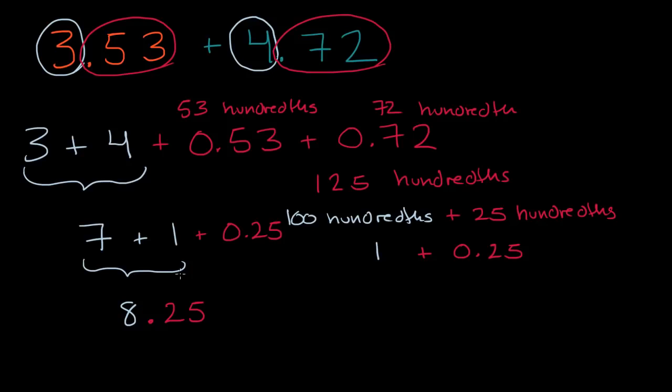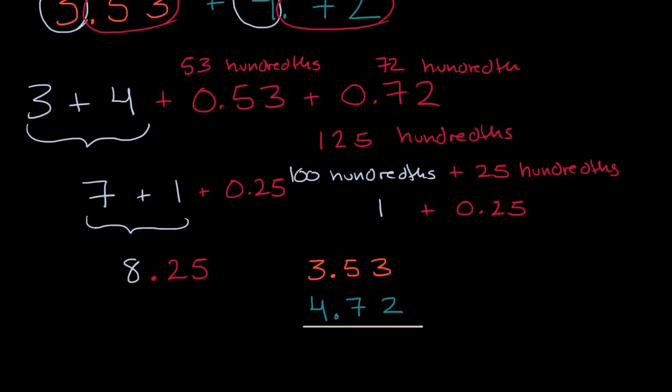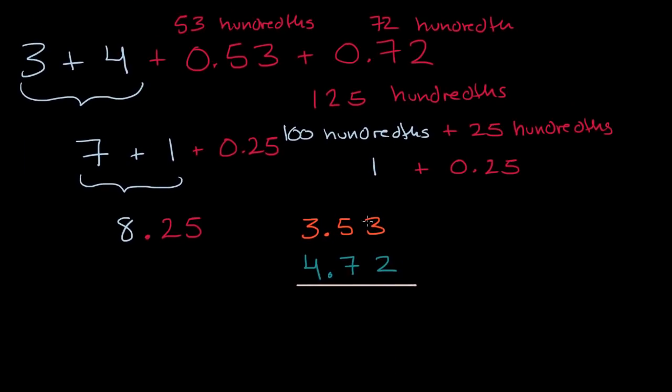Now, I'm going to introduce you a little bit to how people might tackle this more systematically. And I want you to think about how this is the exact same thing that we just did. So what you're going to see in the future is people are going to say, okay, line up the decimals. So 3.53 plus 4.72. And the reason why people say line up the decimals is so that you're adding the right places to the right places. And then they say, all right, let's go place by place and add it up, which is essentially what we just did without doing it in as organized a way here. And I did it this way so that you really get the understanding of what's going on.